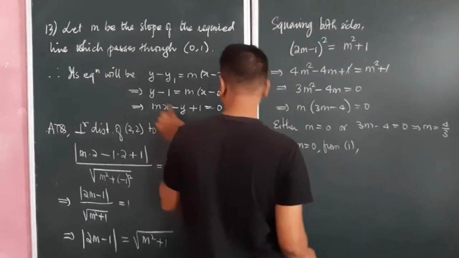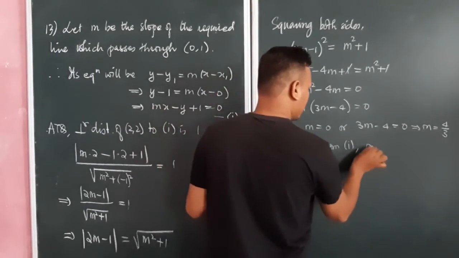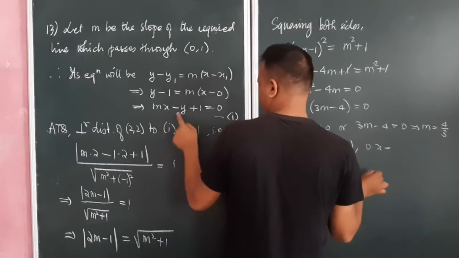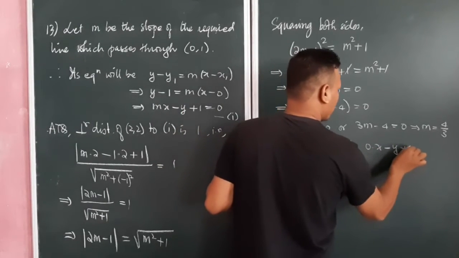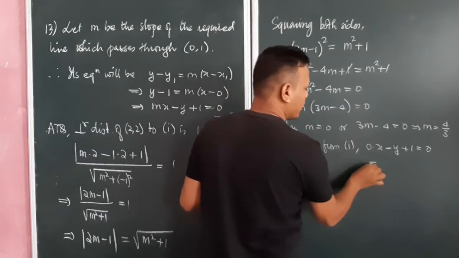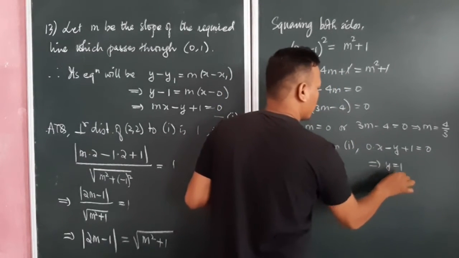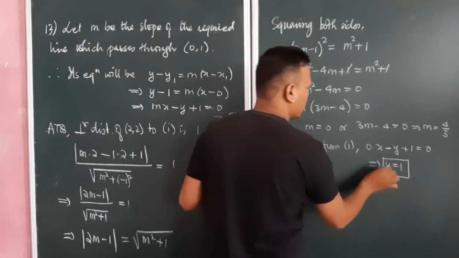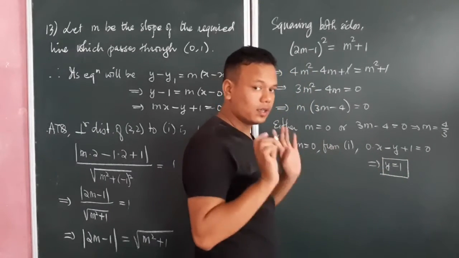So from 1 we get mx minus y plus 1 equals 0, that is 0 into x minus y plus 1 equals 0. So 0 into x is 0, so from here you will get y equals 1. So this is one of the equations we need.